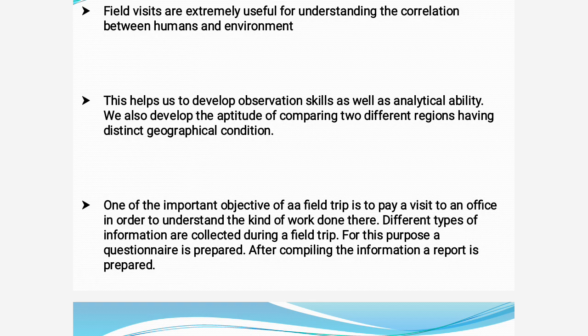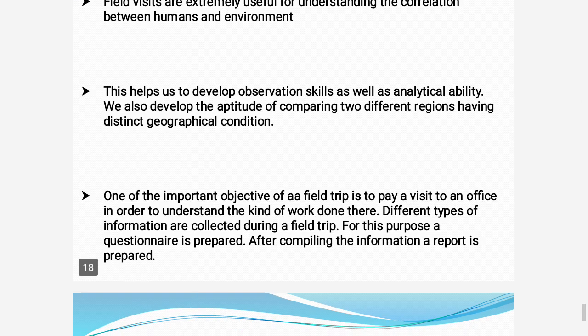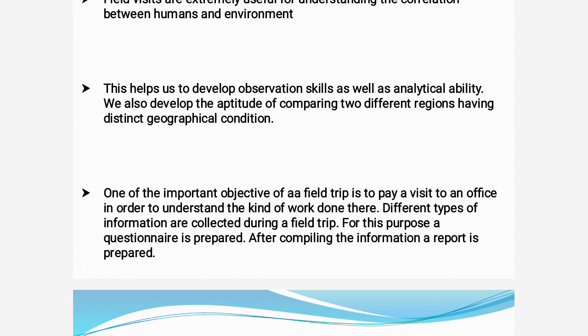For example, if we want to visit E-Ward, the municipal office over here, we personally should go and visit it so that we come to know the different kinds of departments over there. There are sub-departments, etc., and how the people carry on their tasks. Different types of information are collected during a field trip. For this purpose, a questionnaire is prepared. I have already shown you an example of a questionnaire in my previous slides. After compiling the information, a report is prepared.